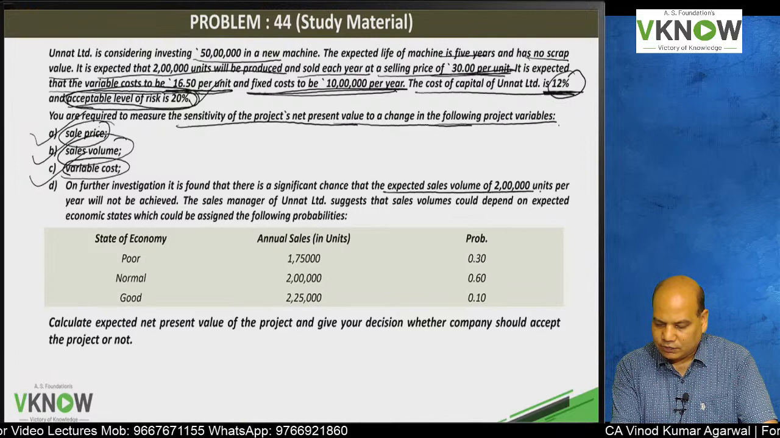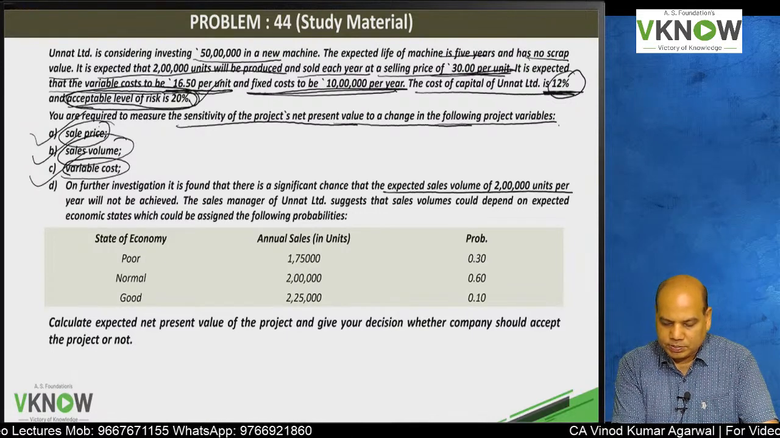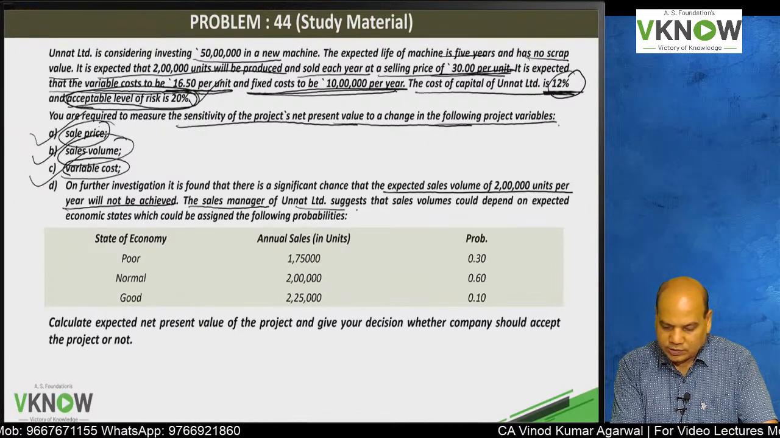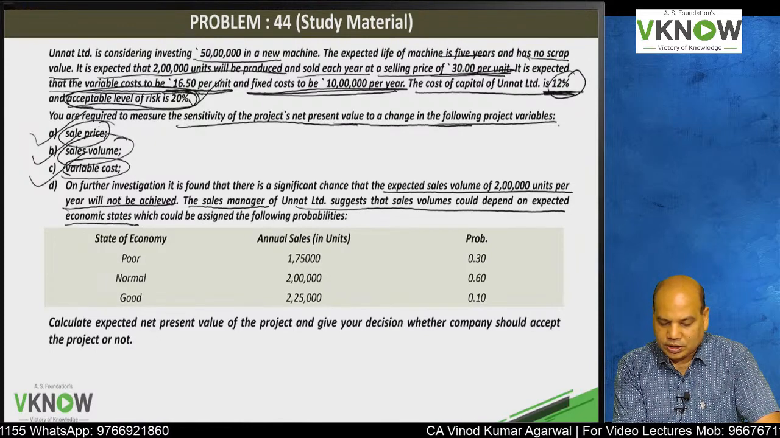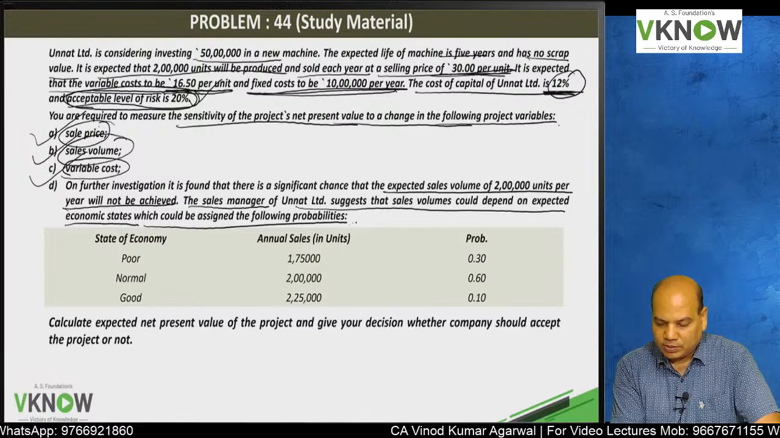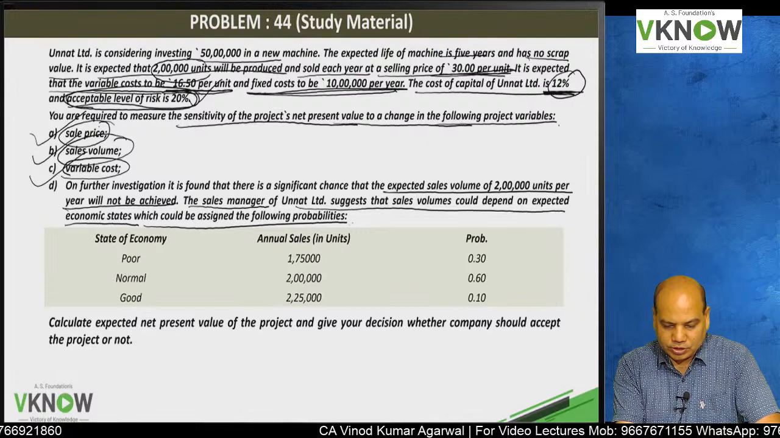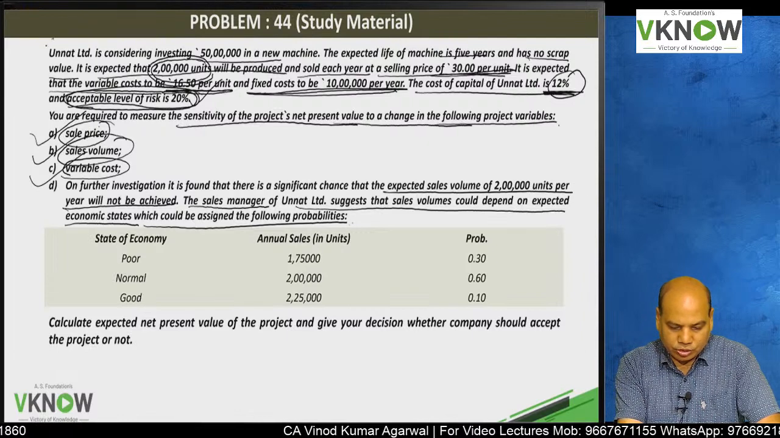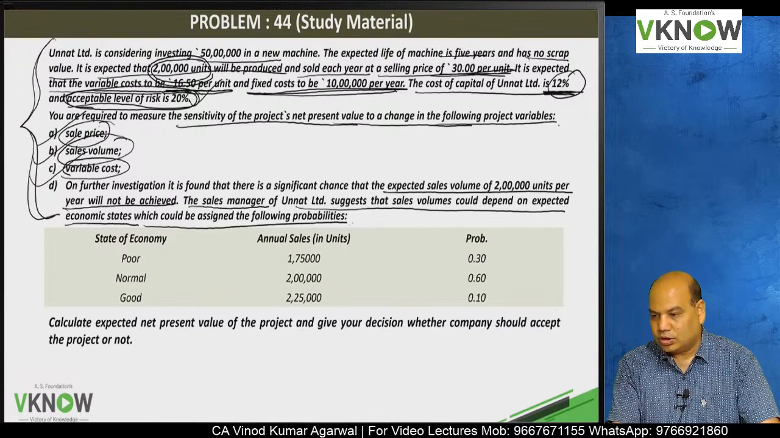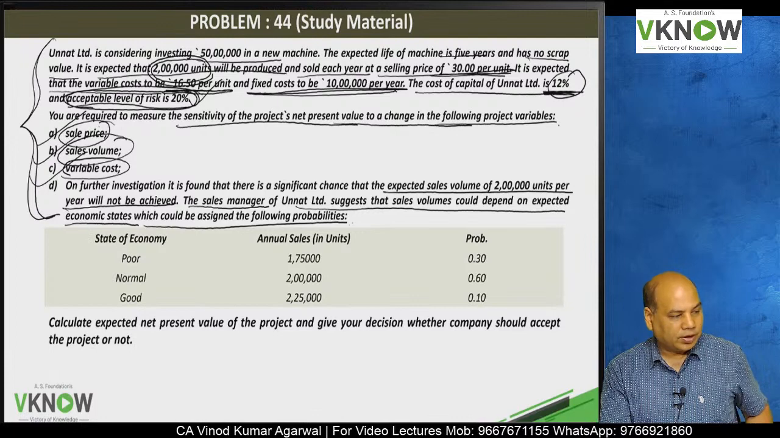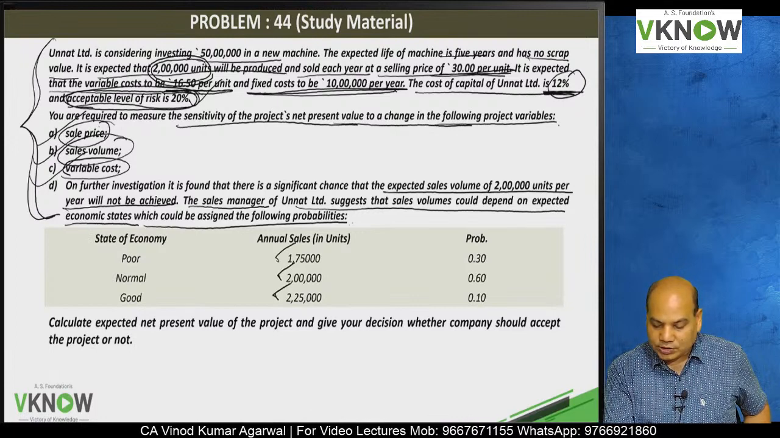that expected sale volume of 2 lakh units per year will not be achieved. The sales manager of Unnat Limited suggests that sales volume could depend on expected economic state, which could be assigned the following probabilities. Now suddenly they are changing the question. In the first question the sale quantity was 2 lakh, so all this calculation will be based on 2 lakh units. But now they are thinking that sales quantity may not be 2 lakh, rather it can be 175, 2 lakh, 2,25,000 with these probabilities.